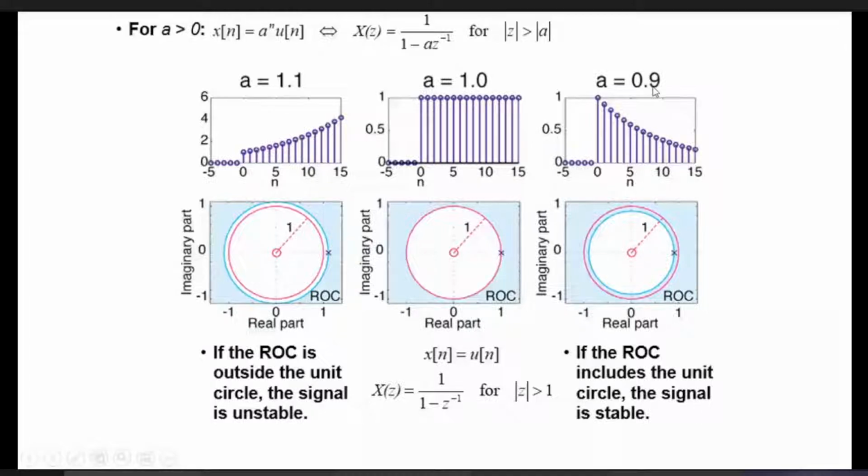Seeing this property of the signal, what should be the pole zero plot? What should be the ROC? You see that it is outside the unit circle, outside the circle of radius... what for the first case? Can you tell what is the ROC of this case? Sir, greater than 1.